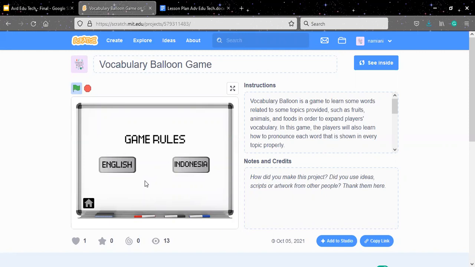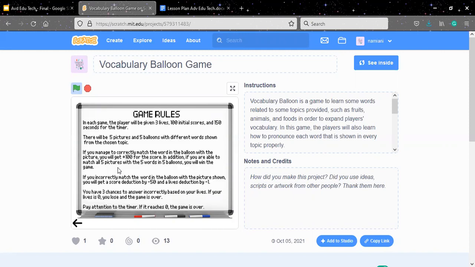I provide 2 languages. So for the beginner English learner, because they haven't understood English, they can read in Bahasa Indonesia. Okay, so what are the rules of this game? In this game, the player will be given 3 lives, 100 initial score, and 150 seconds for the timer.